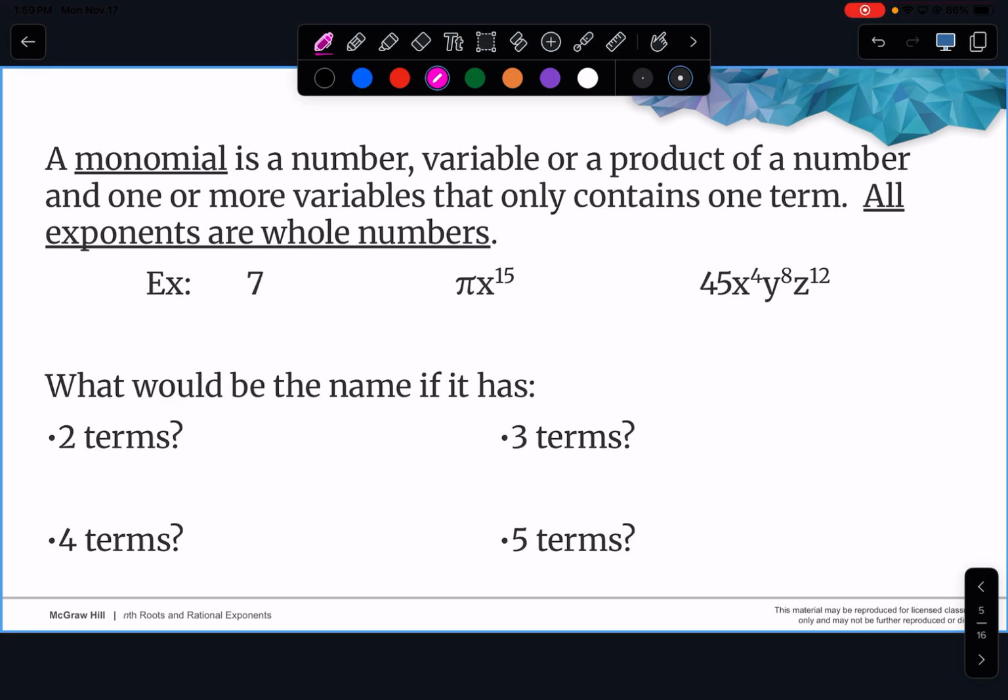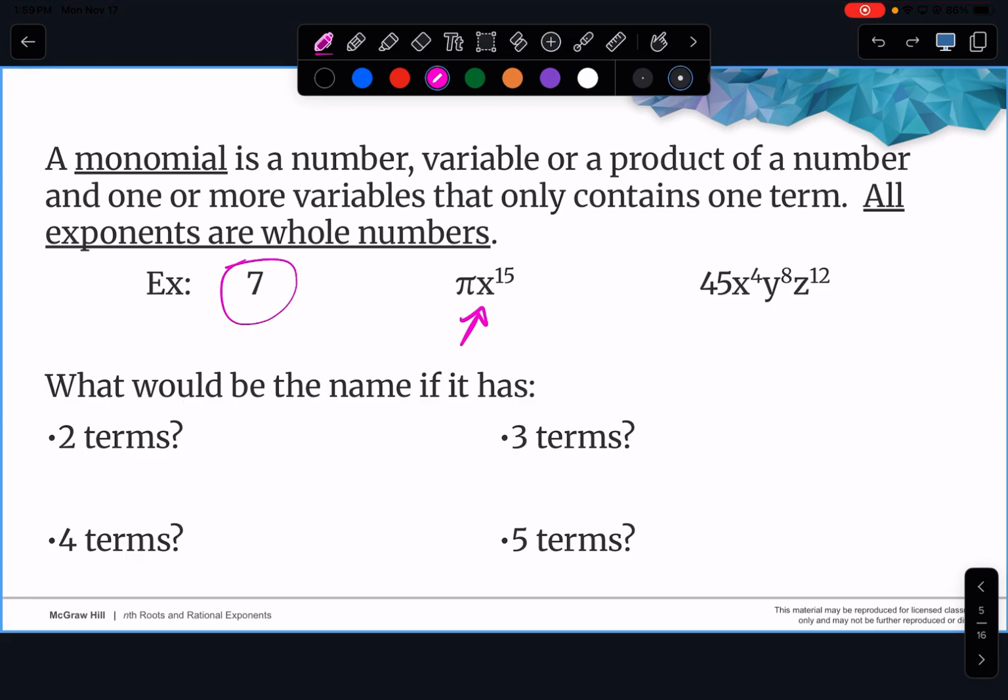Okay, then, like we just said, a monomial has one term. That term might be just a number all by itself like this. It might be something like this, where it's two things attached together through multiplication. Okay, or it might be something like this, where it's a whole bunch of different things. Those are all monomials because there is no plus or minus something else.